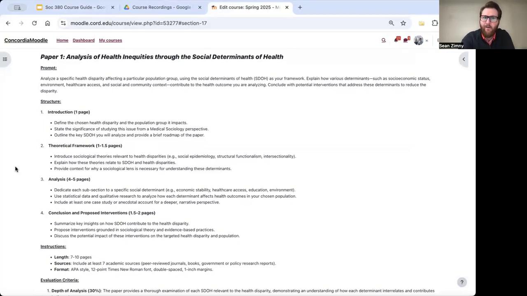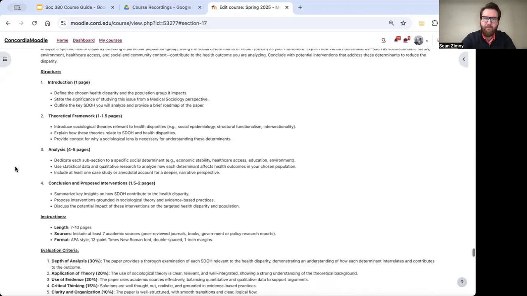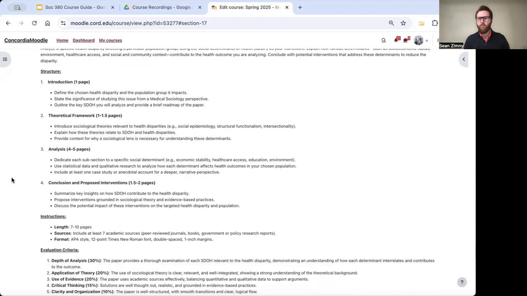So pick an issue, right? You're going to analyze a health inequity that you choose through the lens of the social determinants of health. I have an example structure. You don't have to hold too dearly to the specific page length or these specific structures, but it's a good framework for you to use, such as an introduction, your theoretical framework, your analysis, and then your conclusion and proposed interventions. You can see directions there under each.